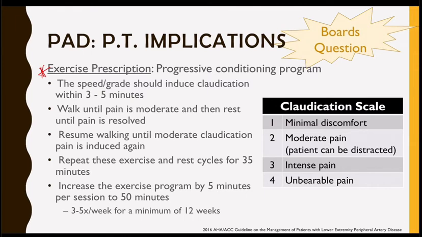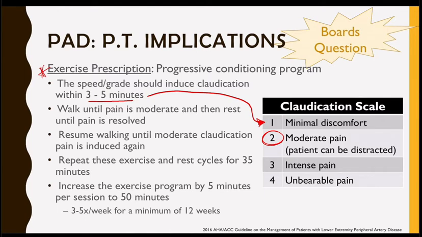What you want to do is put them on a treadmill and set the speed and grade of the treadmill so that they have claudication pain within 3 to 5 minutes. That gives you the gauge for the intensity. And the pain you should be experiencing is level 1 pain, just minimal discomfort in 3 to 5 minutes. Then you have the patient walk until the pain is moderate, so it reaches level 2. And then they rest until the pain is resolved.